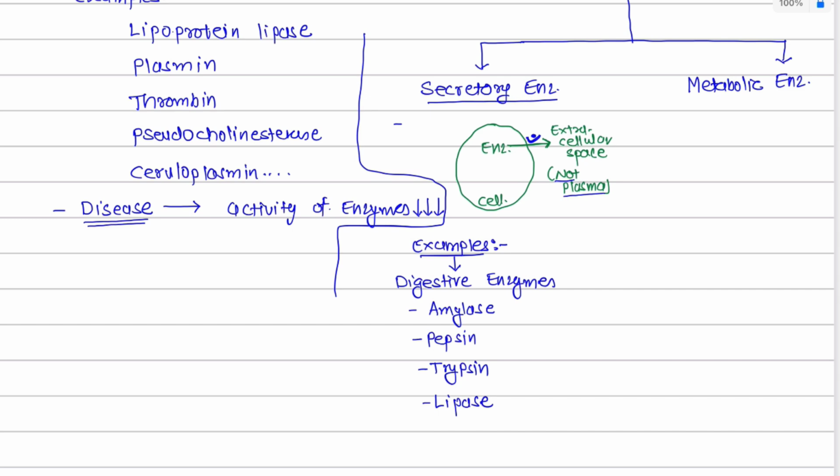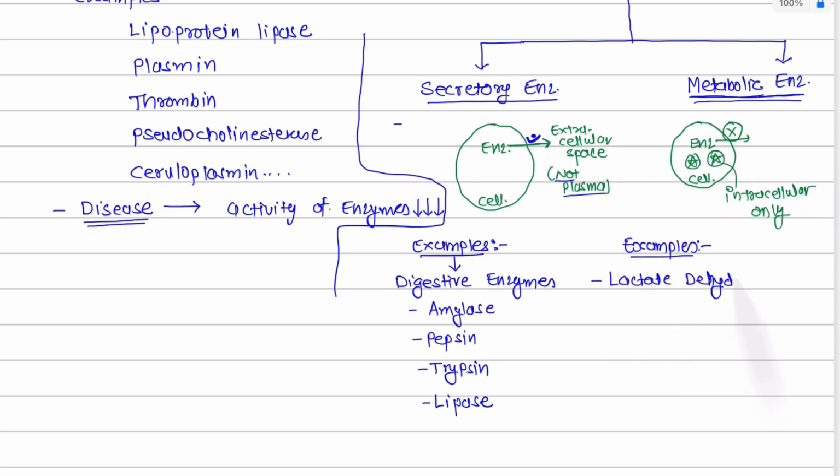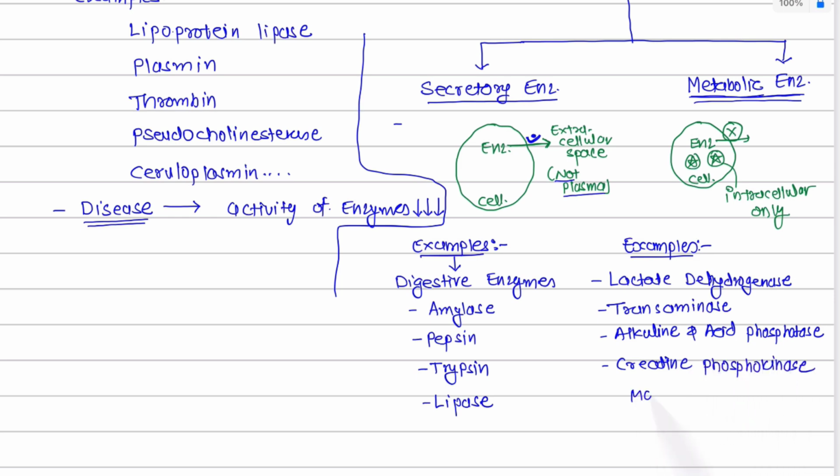On the other hand, the metabolic enzymes are not secreted by the cells at all because their functional site is intracellular only. They are involved in various intermediary metabolic pathways. Since they take part in intracellular metabolism, we call them metabolic enzymes. Examples of metabolic enzymes include lactate dehydrogenase, transaminase, alkaline and acid phosphatase, creatine phosphokinase, and many more.